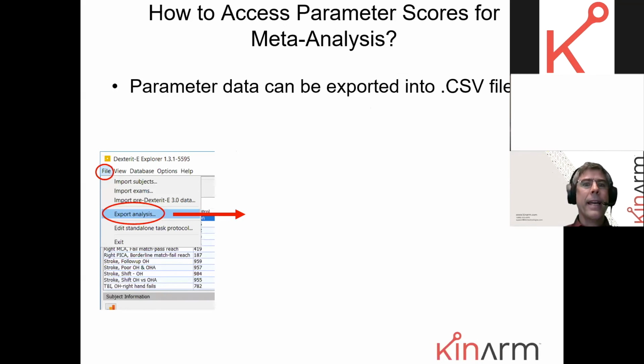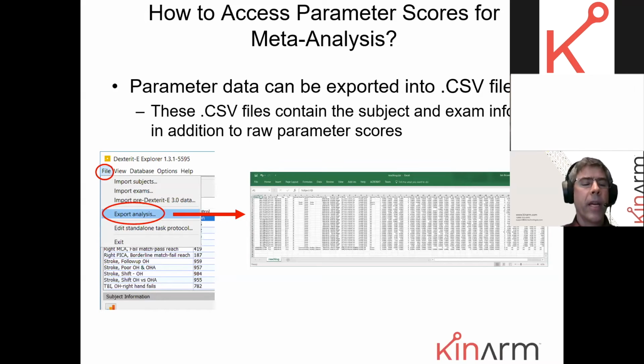So how do you get that data? Well, you access it by exporting it into CSV files. CSV, by the way, stands for comma separated value files. It's a standard file format. It can be opened up in spreadsheets or statistical packages or MATLAB. And from within Dexterity or Dexterity Explorer, you click on the File button and you choose Export Analysis.